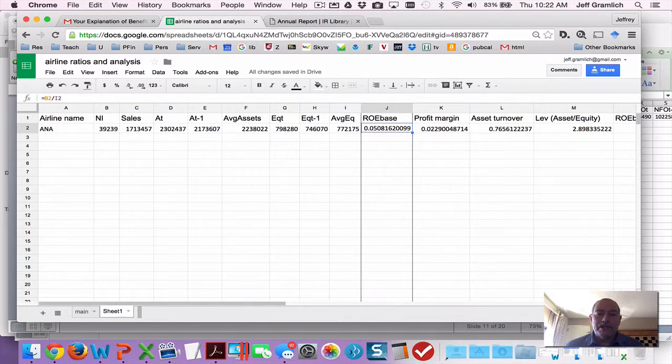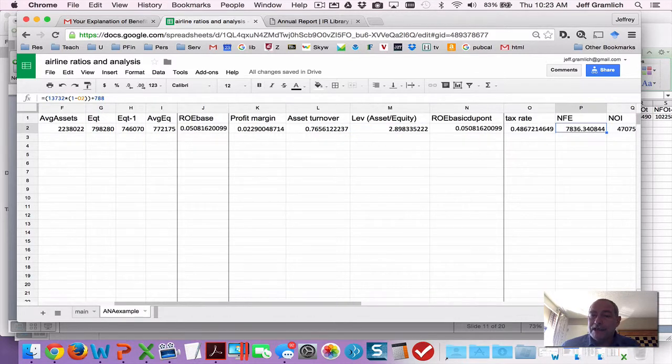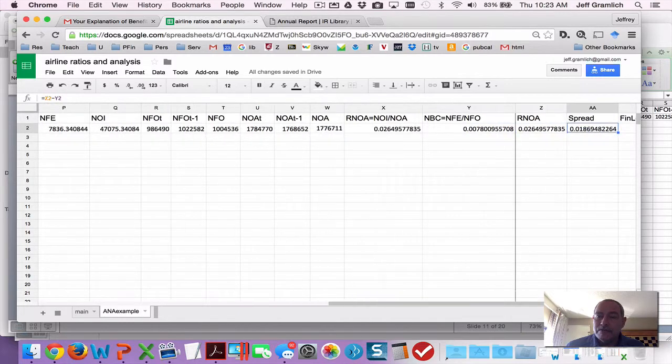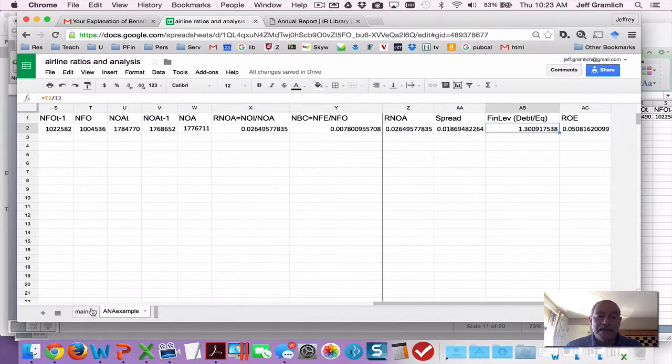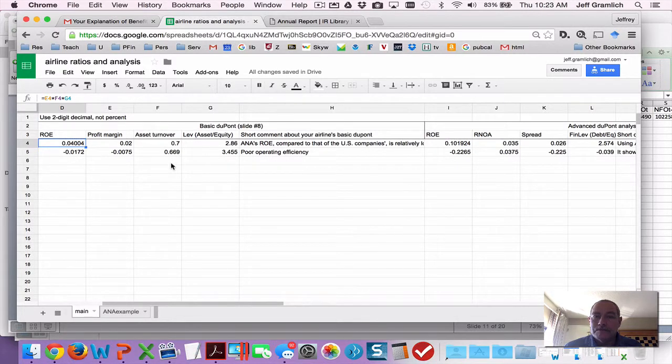So there you have a breakdown, an example, and we'll call this ANA example as a spreadsheet. And all that Yoshi needs to do is to take these numbers that I've already calculated. He got lucky, and not just luck because he played a leadership role and he got out there and did it, but he just needs to take these numbers off of the basic DuPont and off of the advanced DuPont, which is over here, and put them over here into the main sheet, which is right here. And then he's done.